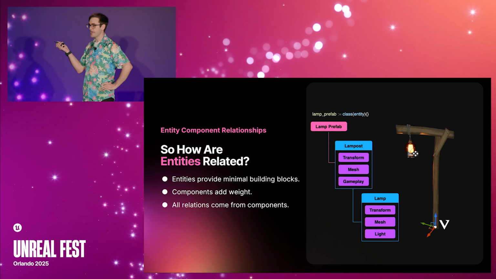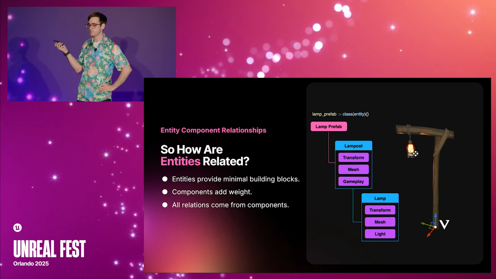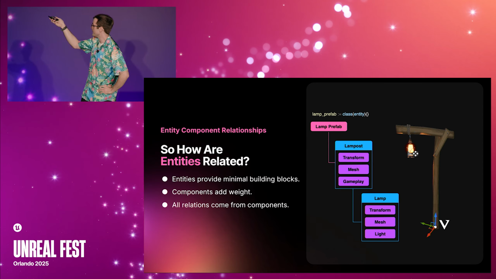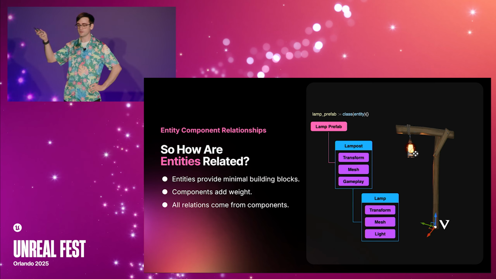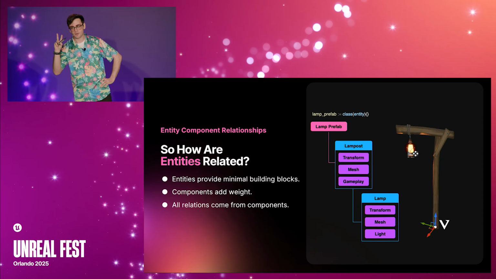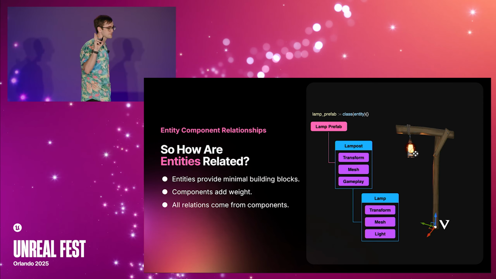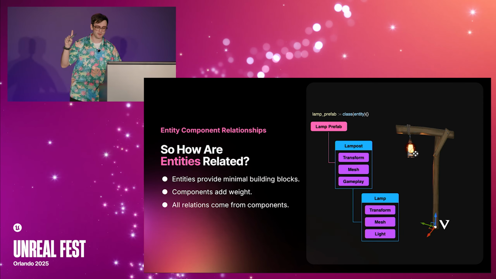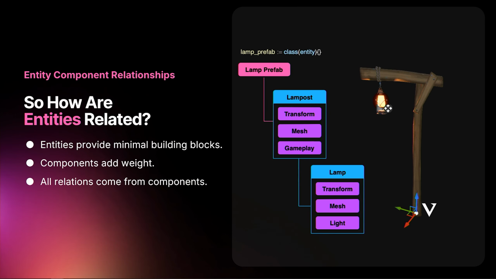Here's a bit more of an in-depth entity prefab setup. We have this lamp prefab here, right? That's how it'd be referenced in the assets file. And then this is made up of two different entities. First is the lamppost, which has three components. Got a transform to give it place in space, a mesh to represent it, and then some gameplay element, right? This could be a piece of verse code or an interactable component, something that lets you play with it. Then underneath it has a sub-entity, which is this lamp, which again also has three components. It's got a transform, a mesh, and a light.